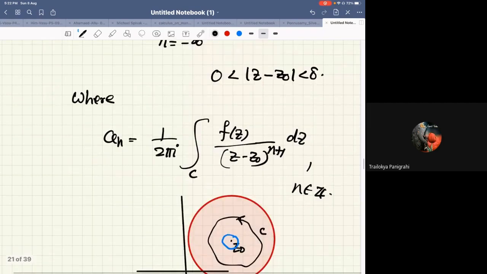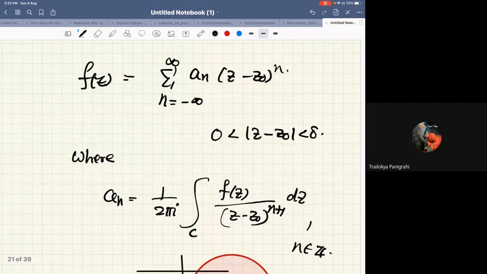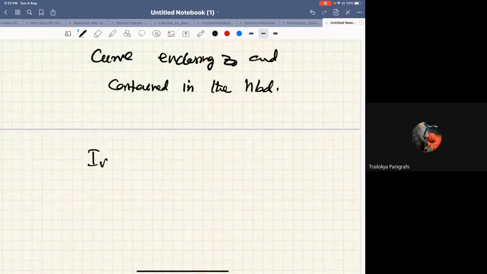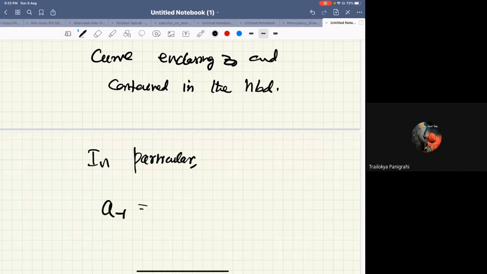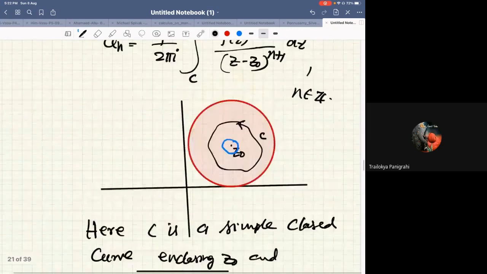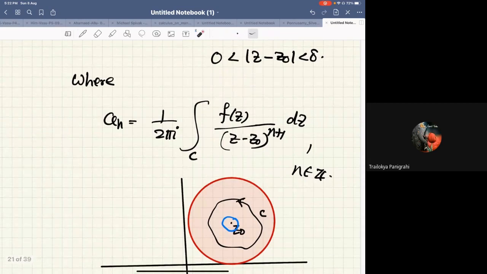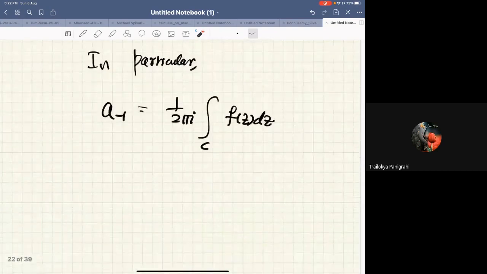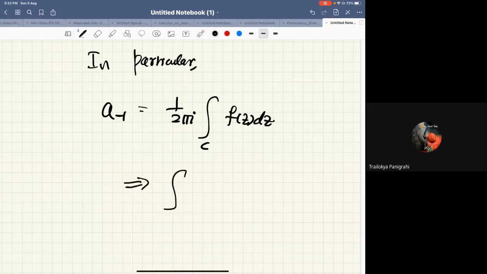So in particular, if you put n equals minus 1, your a minus 1 is nothing but 1 by 2 pi i integral over c of f of z dz, because n equals minus 1 makes this quantity 1, okay. So this is nothing but integral over c of f of z dz equals 2 pi i times a minus 1.